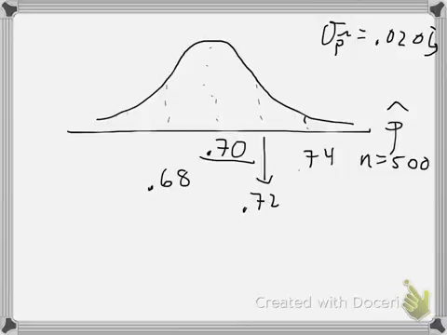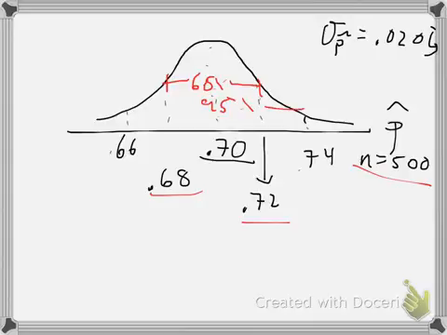So if I took away a couple standard deviations and added a couple standard deviations, again, I like to put stuff in perspective. What this would mean is about 68% of the time, if I were to take thousands and thousands of different samples of 500, I'm going to get between 68 and 72% of people say they buy their lunch. And 95% of the time, I'd get between 66 and 74.